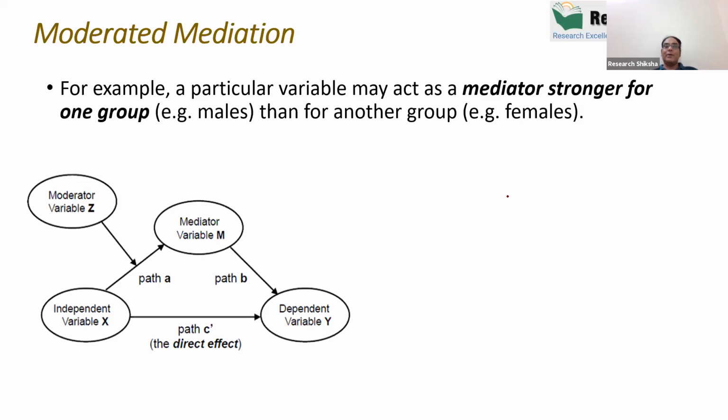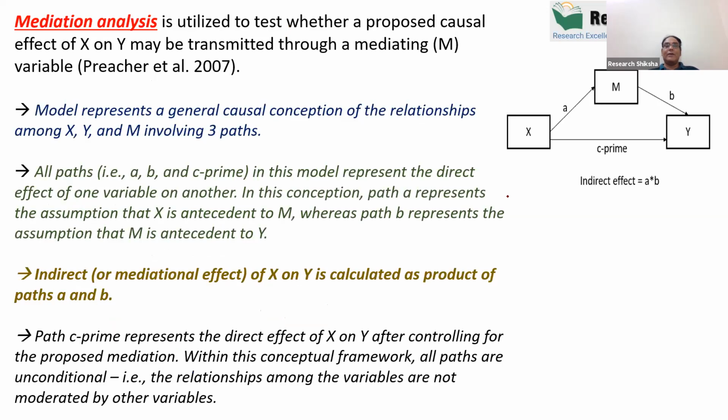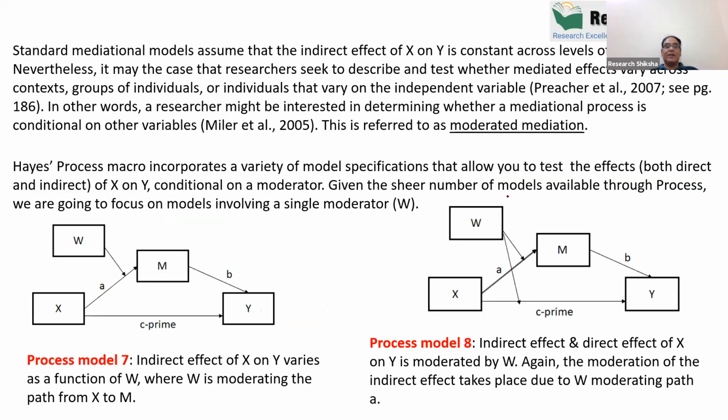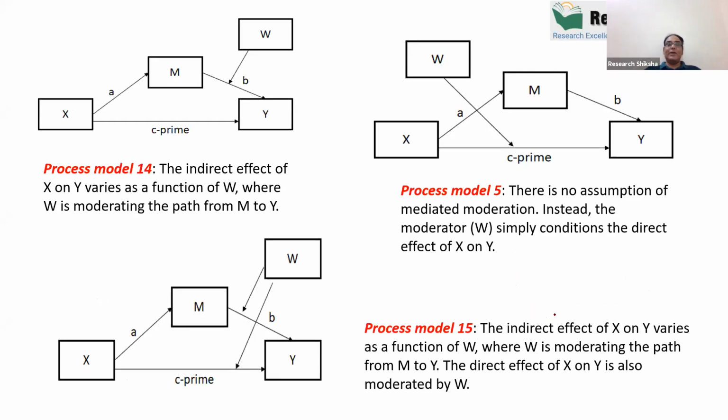So we have different possibilities of moderated mediation. Now let's see process model 7. Actually, in the PROCESS software, model number 7 is talking about the moderation effect in moderated mediation in the case of path A. Similarly, in model number 8, you can see that we are testing the moderation effect of W on the path A and the path C. We can also test the moderating effect on path A and path B. So this is also an example of moderated mediation, and we have different possibilities of moderated mediation.